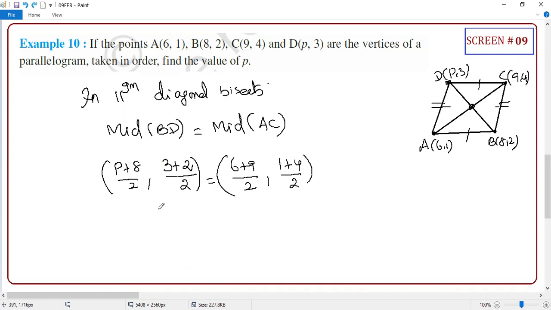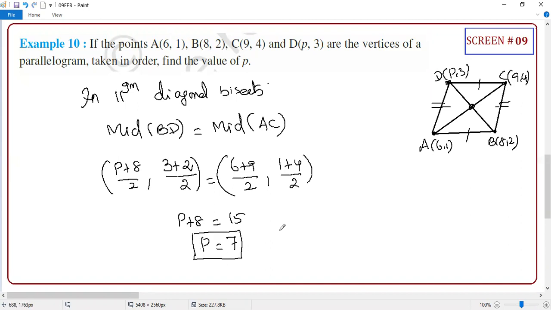Are you ready? So P plus 8 by 2 equal to 15 by 2. So P plus 8 equal to what? 6 plus 9, 15. So P equal to 15 minus 8. 15 minus 8 is what? 7. 7, sir.